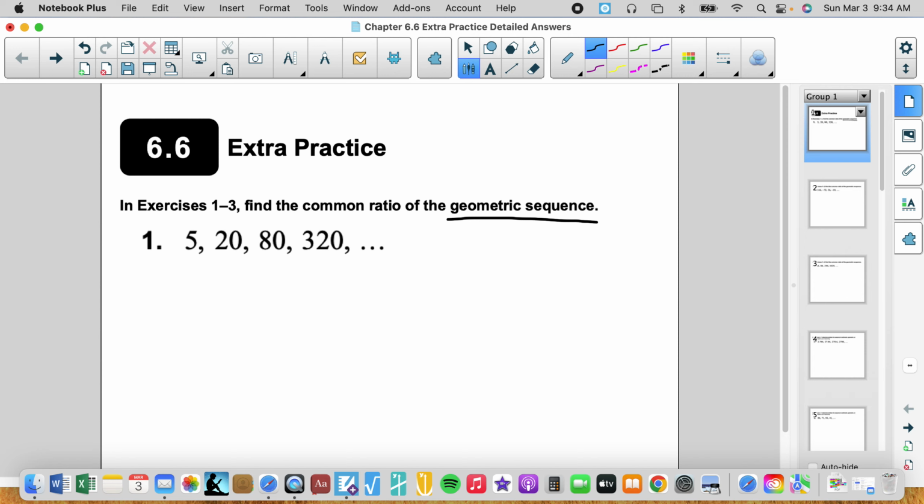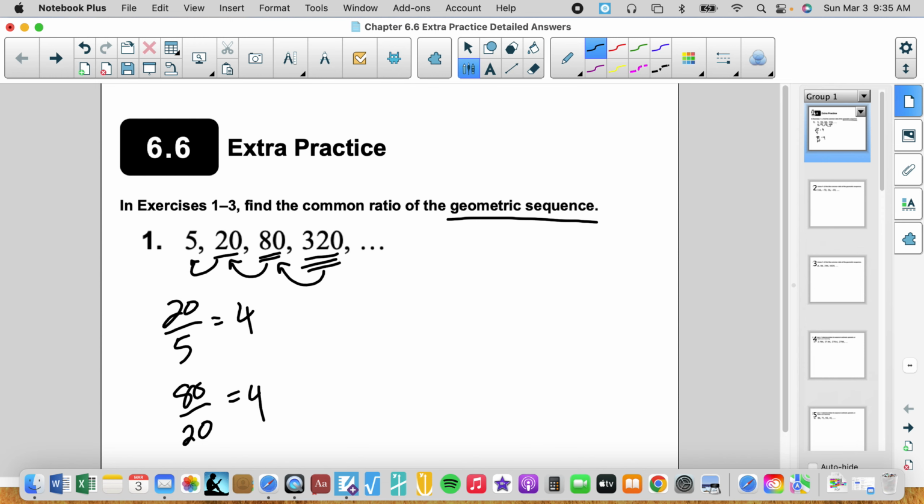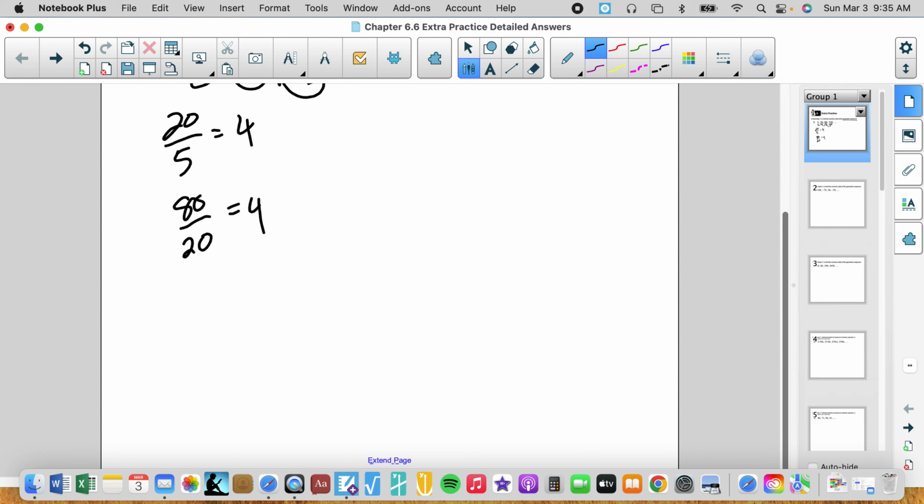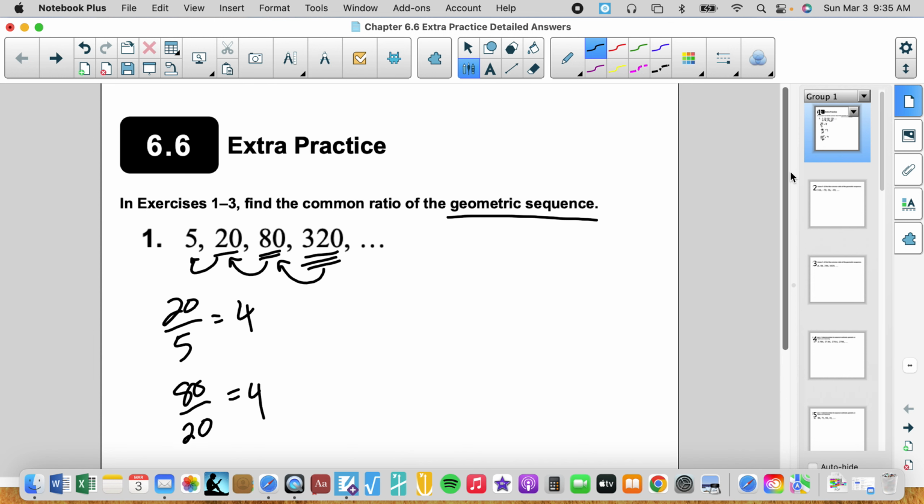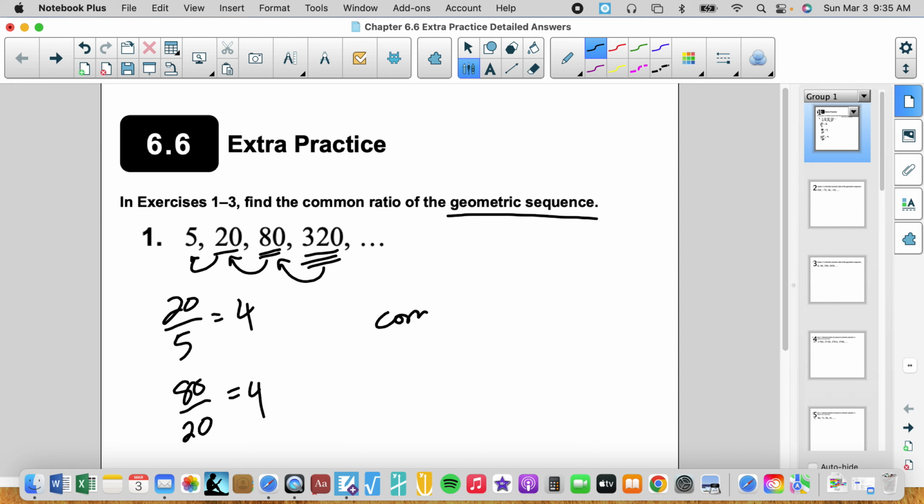So find the common ratio. The way we find the common ratio is we take the next term divided by its previous term. You can take 80 divided by 20, or any term divided by the term before. It should reduce to the same value each time, and that is your ratio. We have 320 over 80, which equals 4 also. So the common ratio is 4.